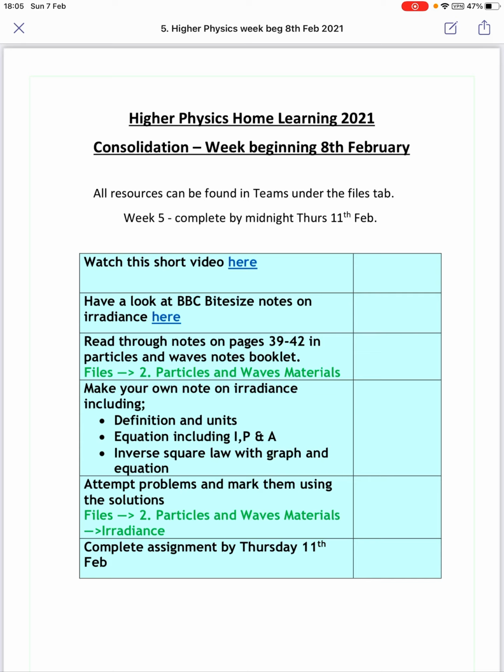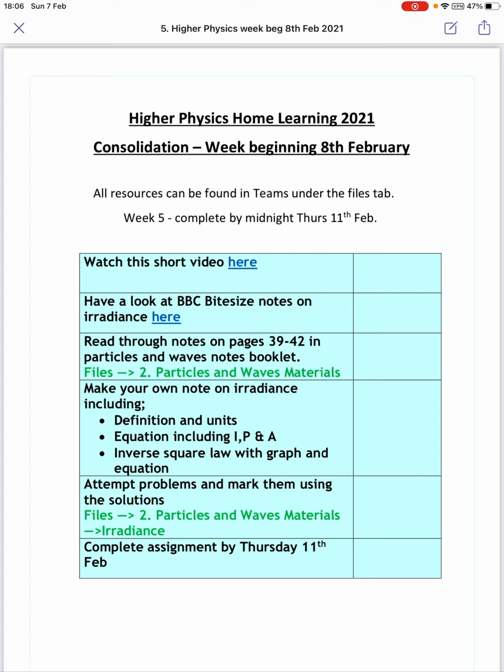As usual, you have your notes booklet, so it's pages 39 to 42. It's got all the information about irradiance, so have a read through that. Make your own note on irradiance. So Bite Size will really help with this, but also your notes in your booklet.